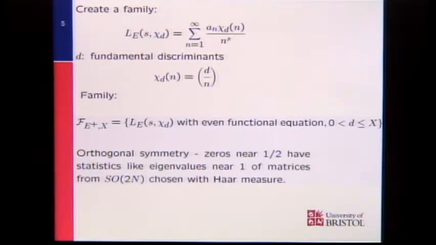Right, so we're expecting that zeros near the point 1/2 in this family will be modeled by the statistics of eigenvalues near 1 from SO(2N), with the warning that this is in some asymptotic limit. Here the asymptotic parameter is X, that is the cutoff in D, or essentially the number of L functions in our family. And it's in this limit that we'd expect to see this correspondence with random matrix statistics.